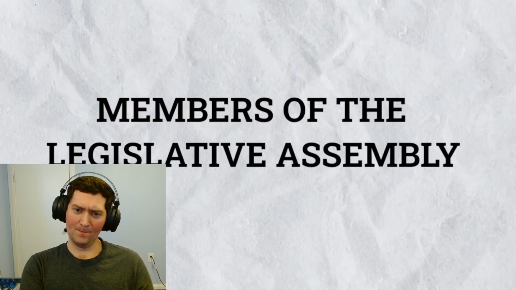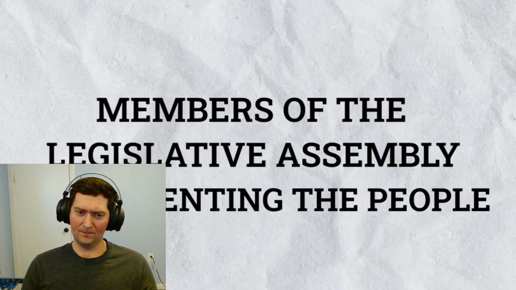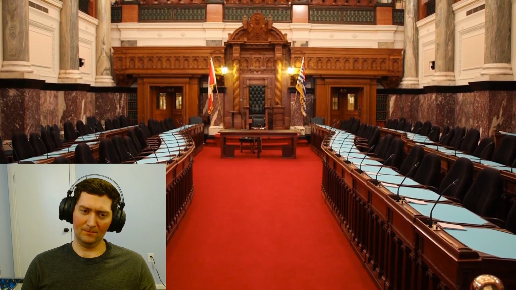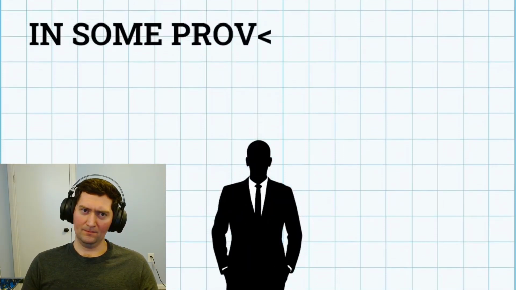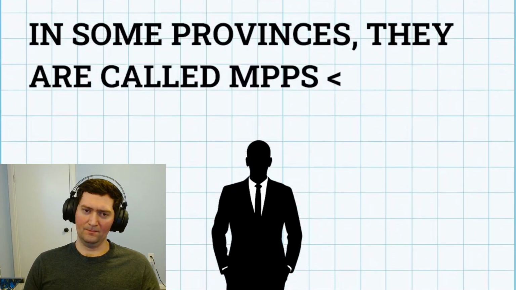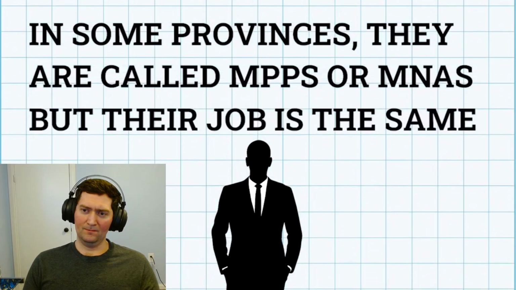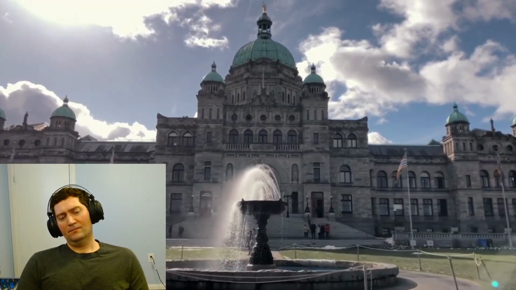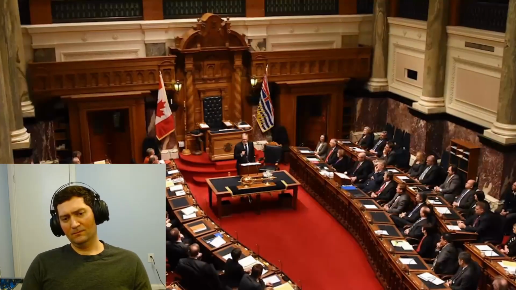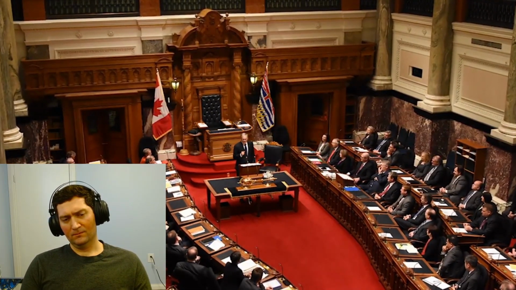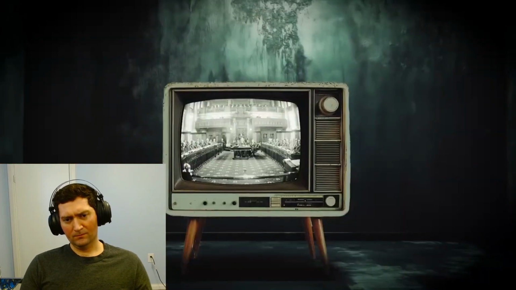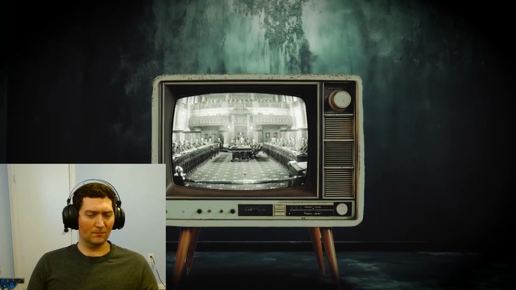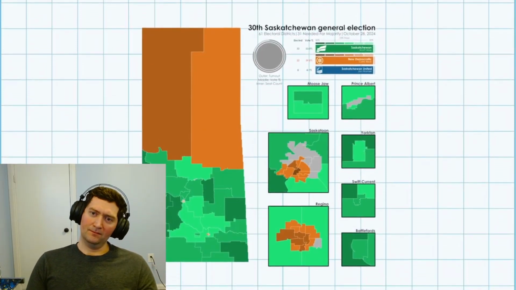Members of the Legislative Assembly representing the people. The members of the Legislative Assembly, or MLAs, are elected by the people in their ridings. In some provinces, they are called MPPs or MNAs, but their job is the same. They represent their communities in the provincial government, listen to the concerns of the people, and vote on new laws. MLAs meet in the provincial legislature, which is similar to the House of Commons at the federal level. During these meetings, they debate new laws, discuss provincial issues, and vote on important decisions. The government is made up of the MLAs.